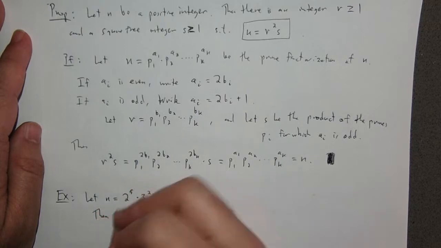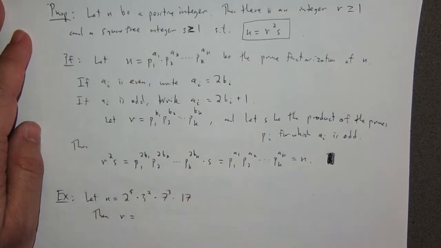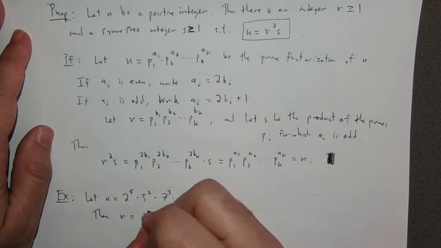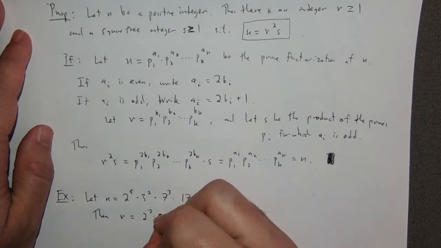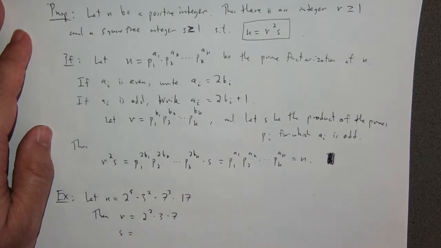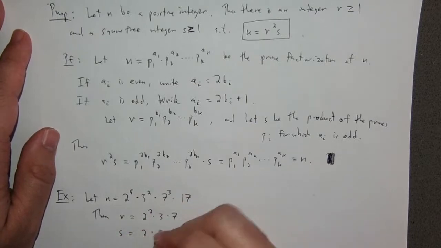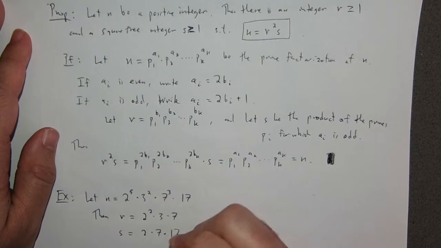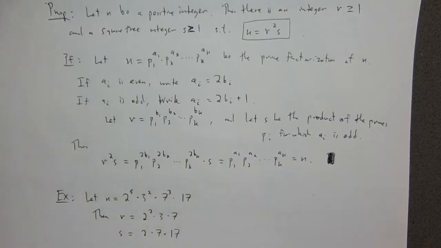Then what is r? So r is 2 squared times 3 times 7, and s is 2 times 7 times 17. Right. So note, I square r, I get 2 to the 4th, 3 squared, 7 squared, and then s takes care of the single powers that weren't covered by squaring r. So I get an extra copy of 2.